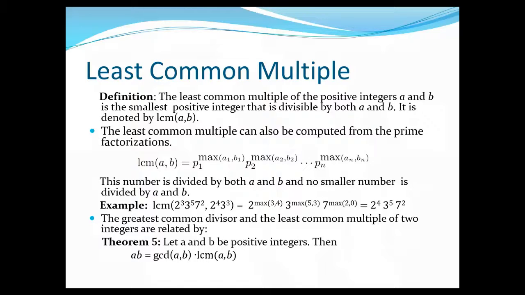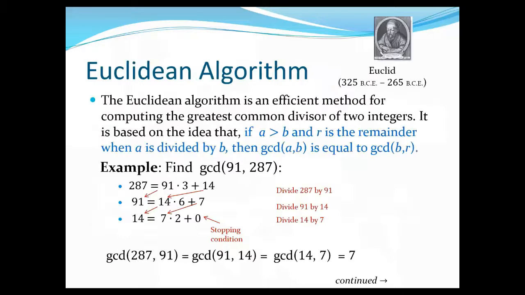Also we have another theorem, theorem number 5, that involves GCD and LCM. Let a and b be positive integers. When we multiply a and b, it is equal to GCD(a, b) times LCM(a, b). So when we multiply the GCD and the LCM of a and b, it will yield the product of a and b.